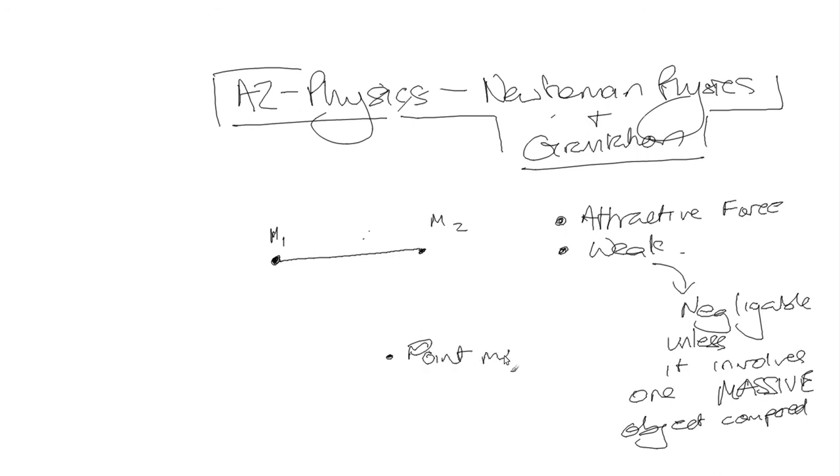For point masses, Newton had a formula, which is F is equal to minus G m1 times m2 over the distance between them, r, squared. Let's say the distance between them is r. Okay, let's analyze this.